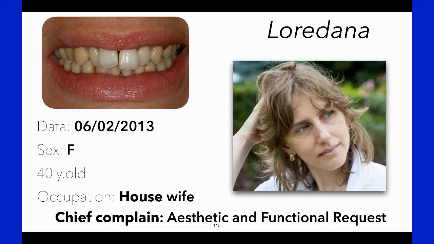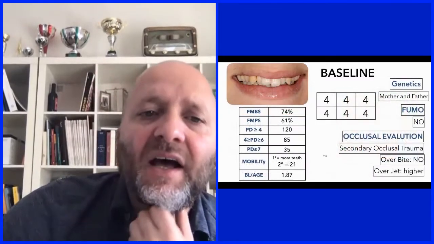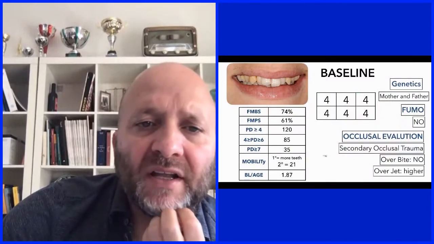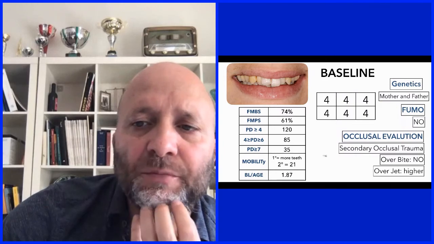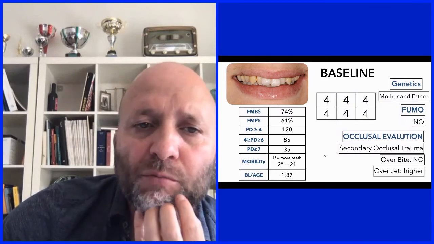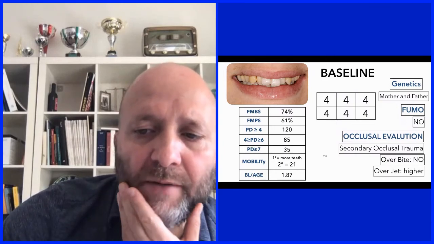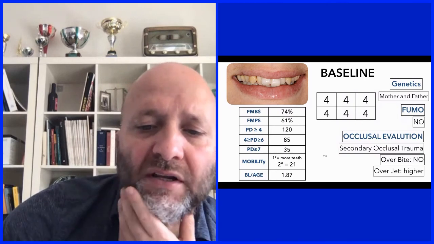The second clinical case is about Loredana. She is a young woman, a housewife. She has a problem with the aesthetic and functional aspect. At the beginning, we can see the aspect. Her mother and father had periodontal problems. She has a secondary occlusal trauma.